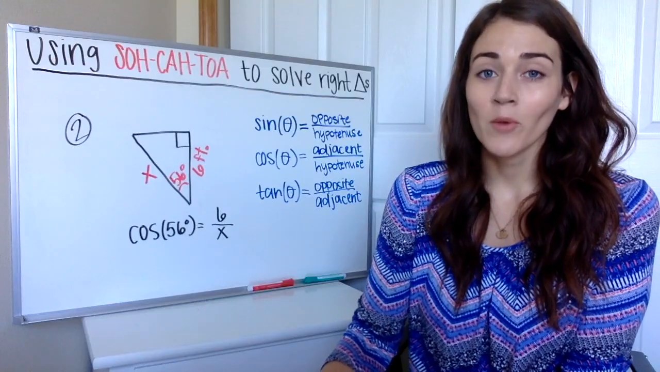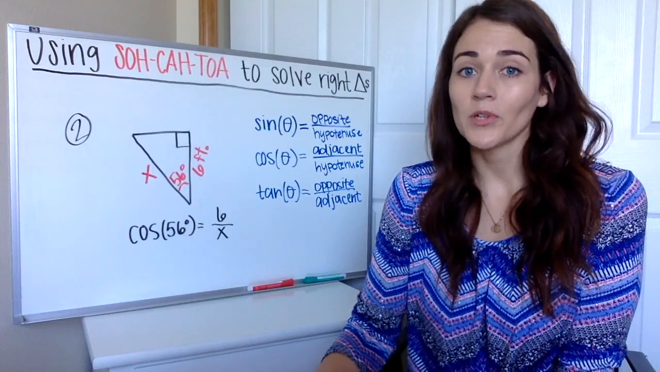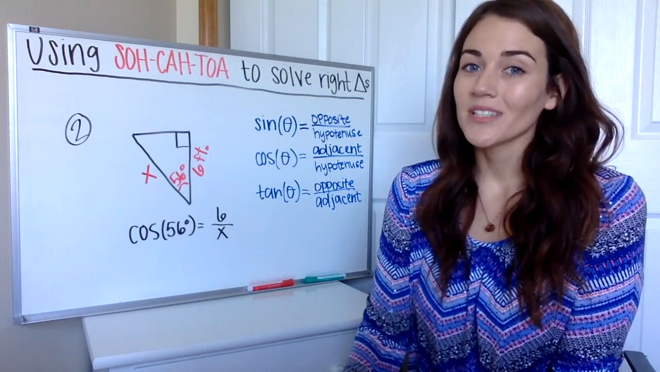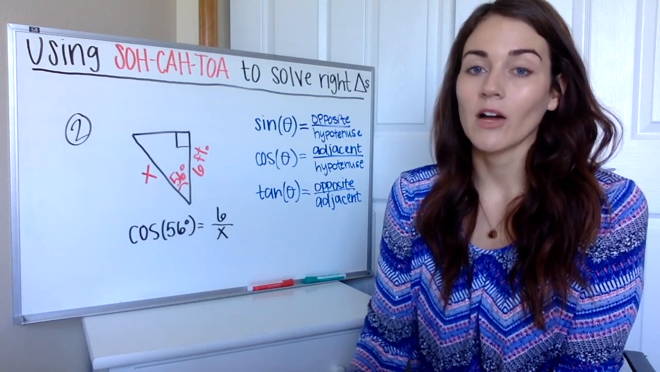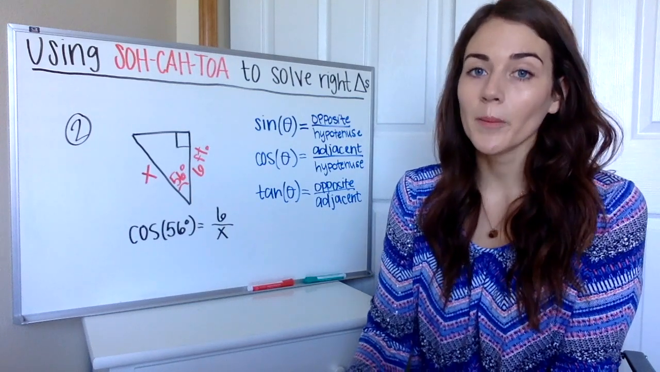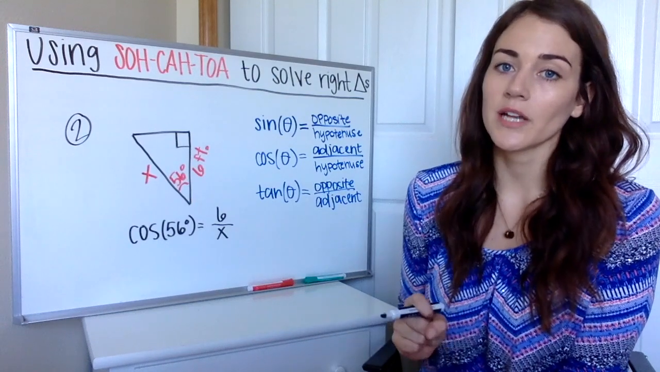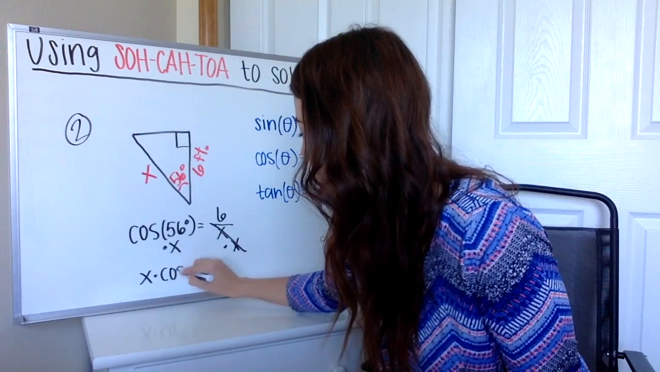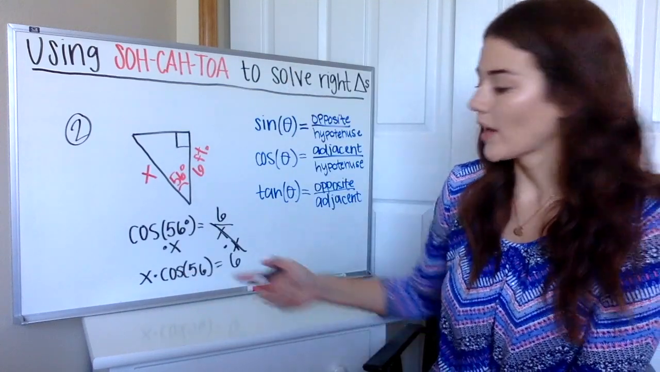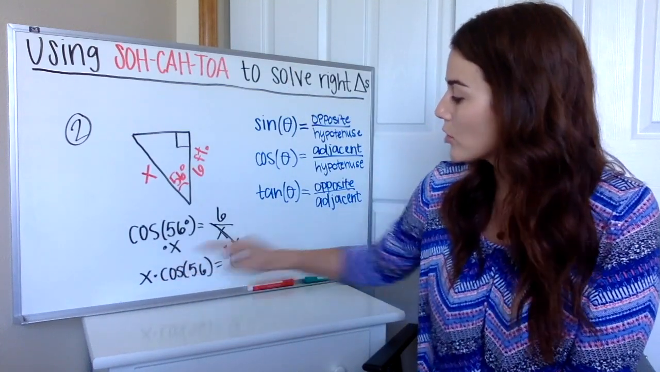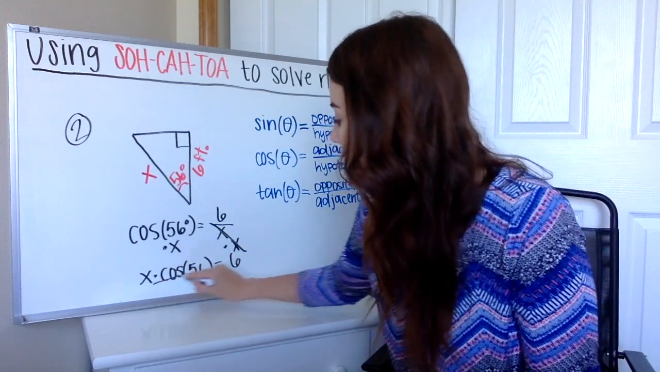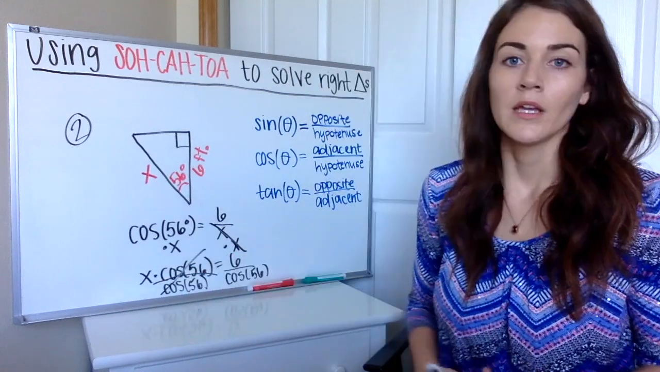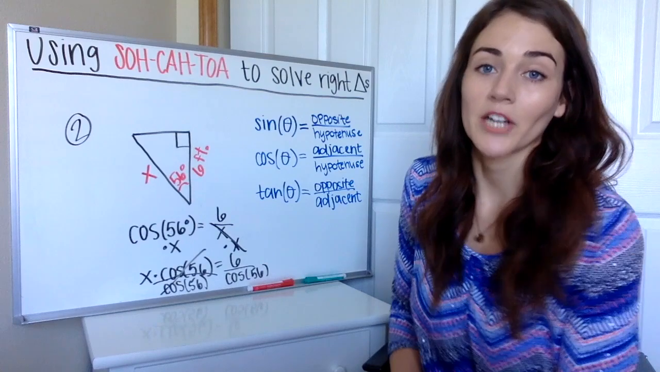Just like last time, once you have it set up, it's as simple as solving for x. You'll notice this time, though, our x is on bottom of our fraction. So we're going to multiply it to get it over to the other side first. So we'd have x times cosine. If we're trying to get x by itself, to get rid of multiply by cosine of 56, we're going to divide by cosine. And again, we would just type that in our calculator.